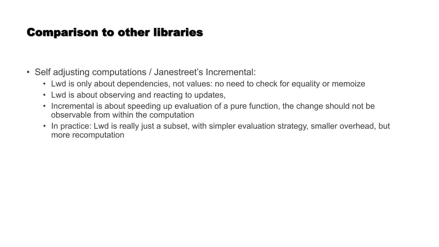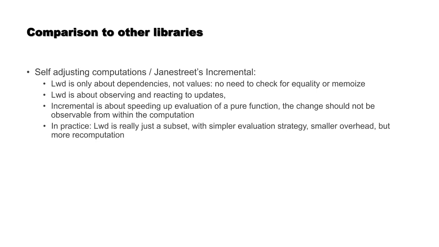Now we will compare LWD to other libraries. The first one is Jane Street Incremental, which is an implementation of self-adjusting computations. The main difference is that LWD is only about dependencies and not about values. So we never need to check for equality or to memoize.